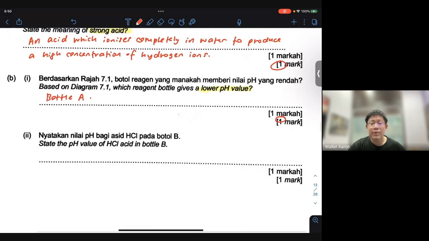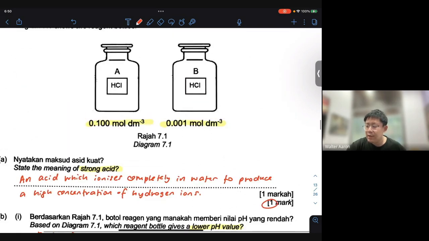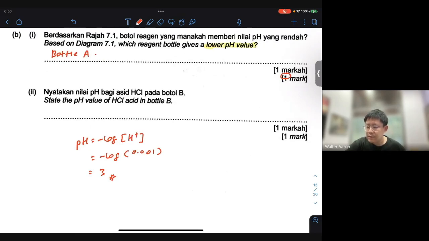For B2, state the pH value of HCl in bottle B. Very simple. pH value is equivalent to negative log concentration of hydrogen ions. Right now our concentration for bottle B is 0.001 mol per dm cube. So in this case, all you have to do is calculate negative log 0.001. And the answer here is supposed to be 3. So therefore, the answer here will be 3. You get 1 mark.